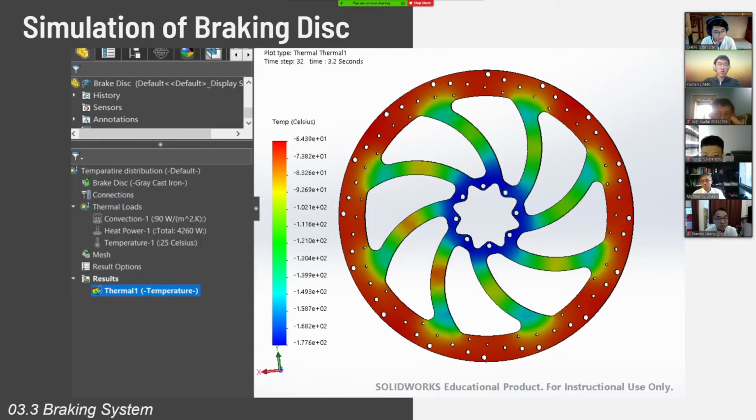We also did 2 simulations of the braking disc. The temperature distribution of the disc, using data calculated in the previous slide, shows the max temperature is around 70 degrees Celsius. Following up, the thermal stress simulation shows that all stresses are under the yield stress of the material, which means that there will be no structural failure.